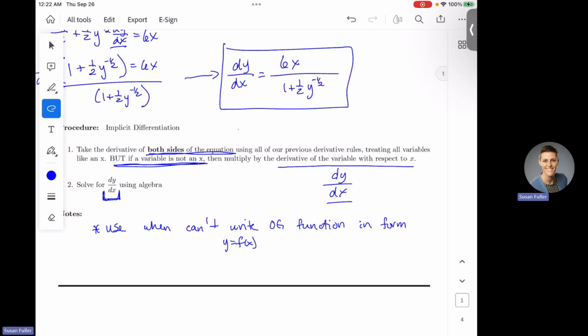And now another note that I want to make, take a look at this derivative that we just found. What's different about this derivative than any other derivative that we've seen so far?